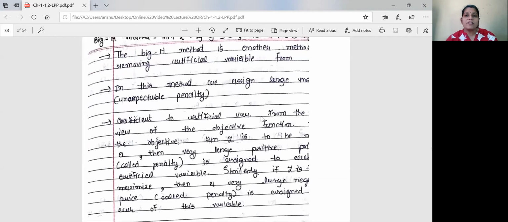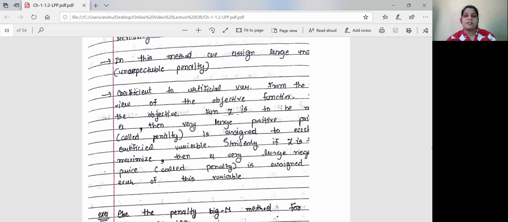Sometimes the Big M method is another method of removing the artificial variable from the basis. In this method, we assign a large and unacceptable penalty, just like a capital M, minus M and plus M. If our Z is in maximization form, then we use minus M, and if our Z is in minimization form, then we use plus M. And whose coefficients will minus M and plus M be? Obviously the artificial variable's. So the coefficient of the artificial variable, from the view of the objective function, if the objective function Z is in minimization form, then a very large positive cost called a penalty is assigned to each artificial variable.